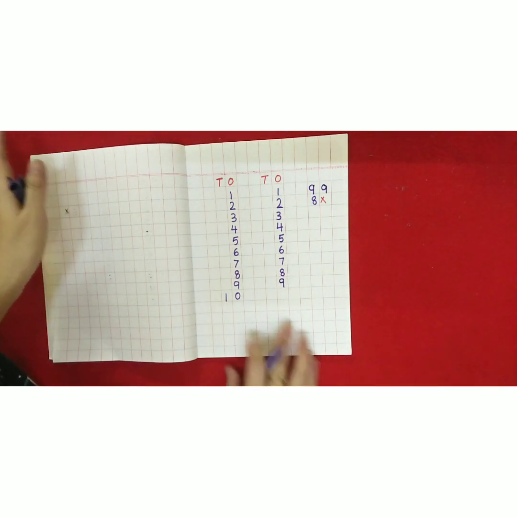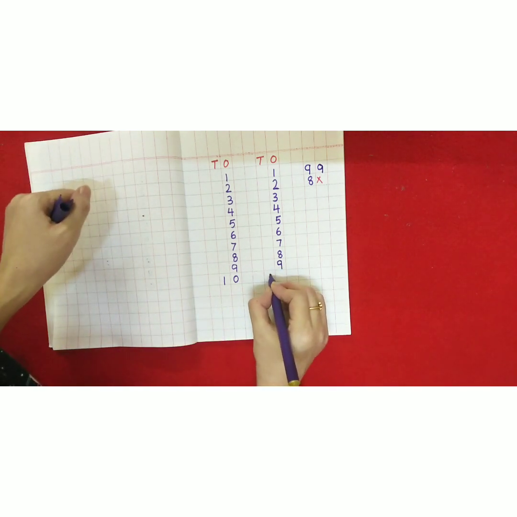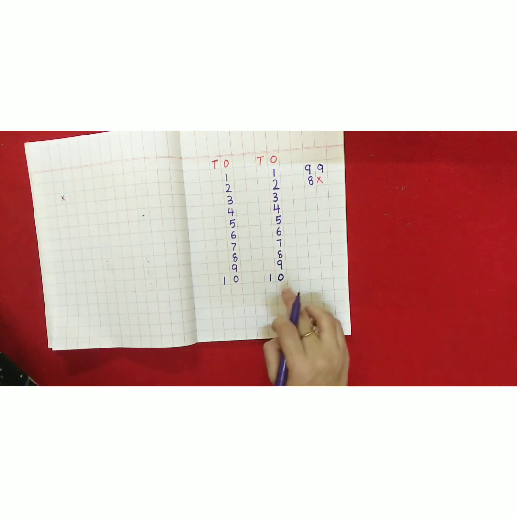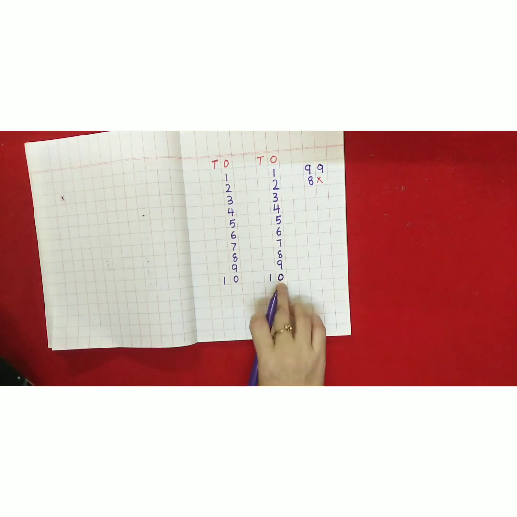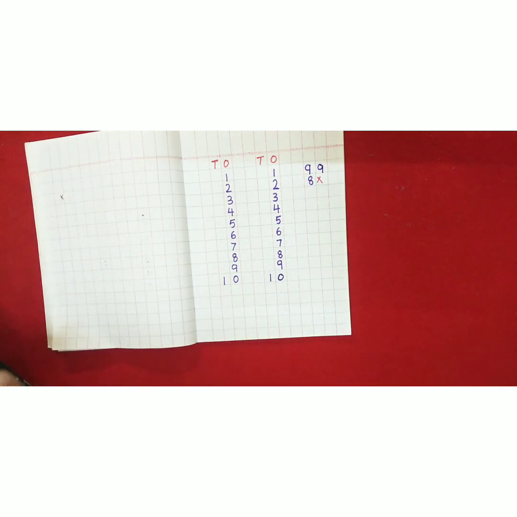So for 10, what comes after 9? 10. For 10, a standing line and a circle. If you have introduced the concept of 0, then you can say it 0. Otherwise, you can say a standing line and a circle.